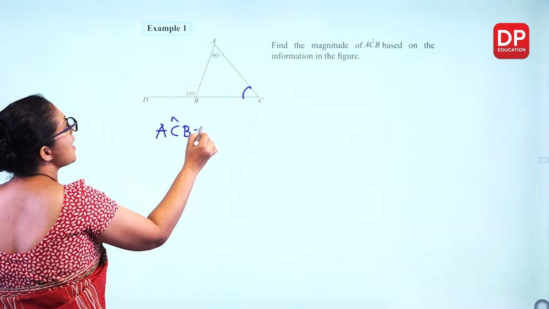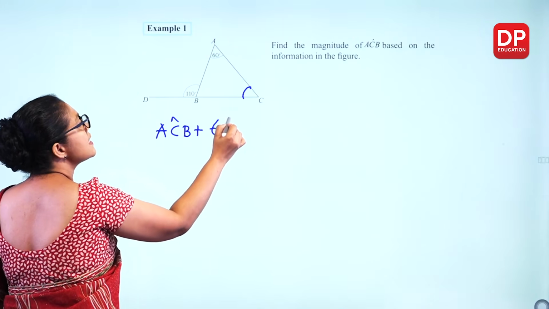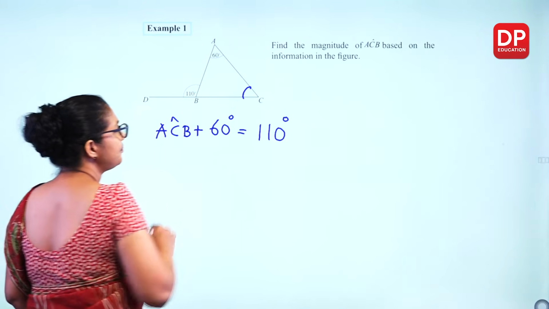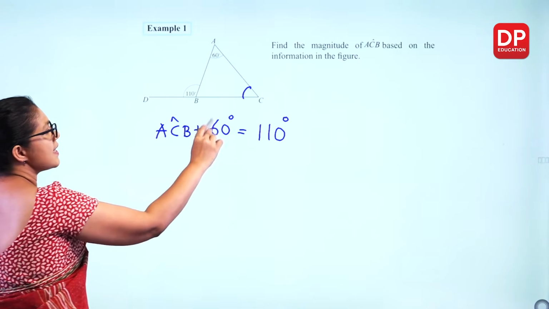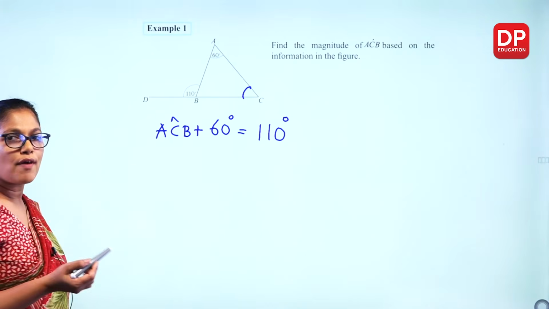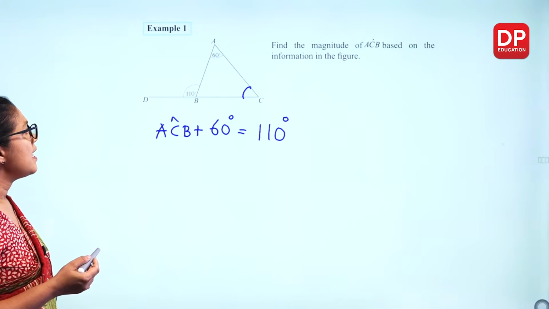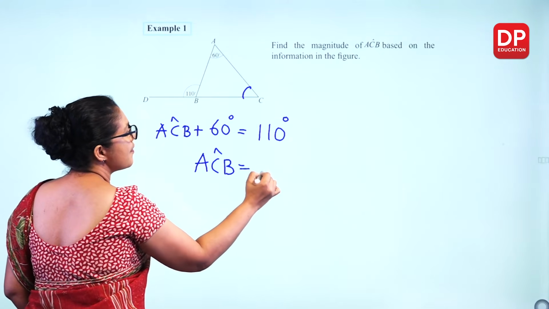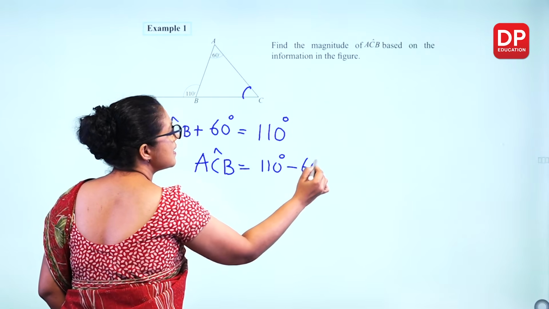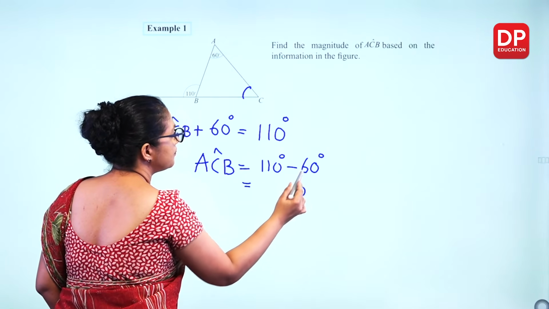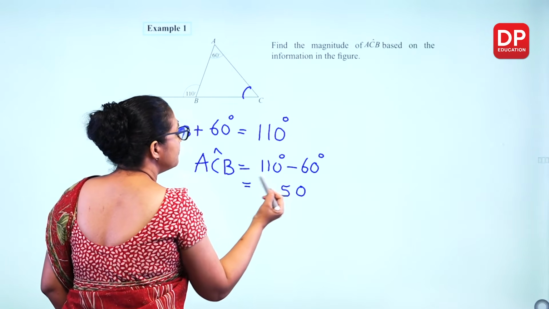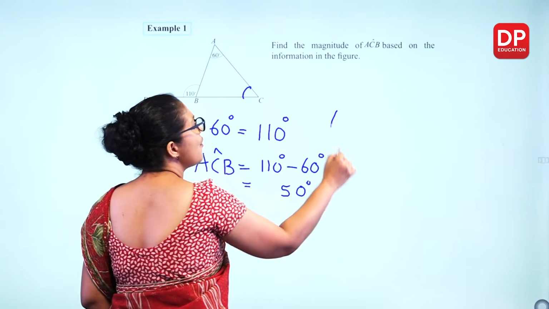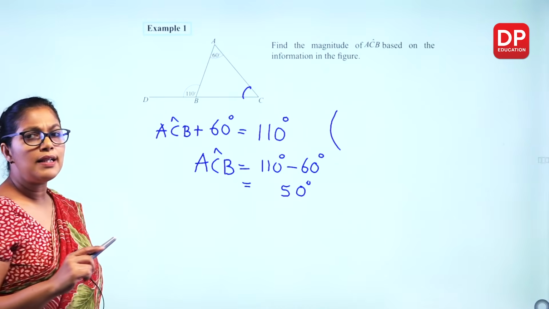ACB plus 60 degrees is equal to the exterior angle. Then you can take 60 to the other side and find out the ACB angle. So ACB angle is 110 minus 60. You get 50 degrees. So here you need to write down the reason why this is equal.